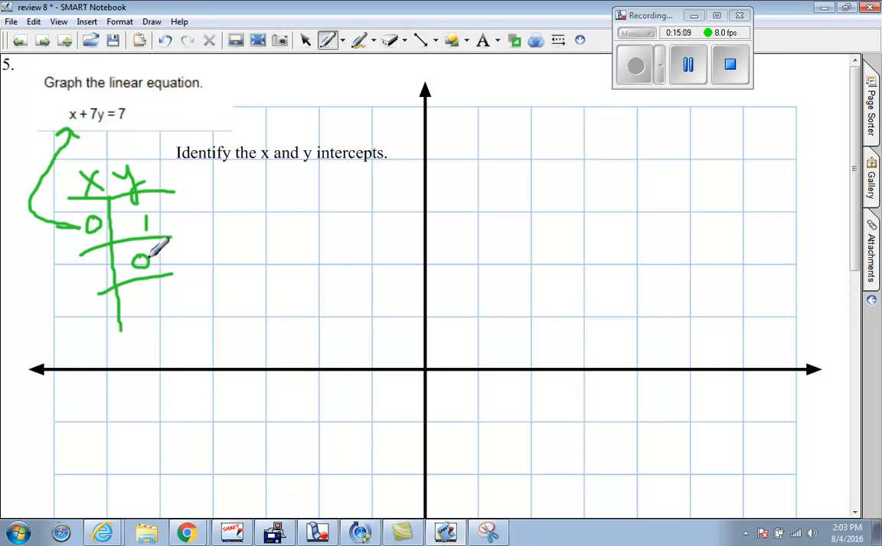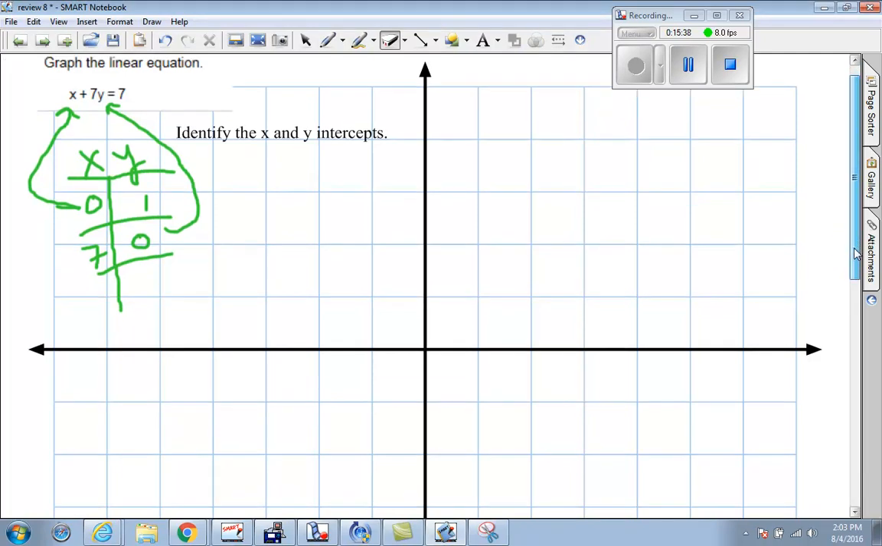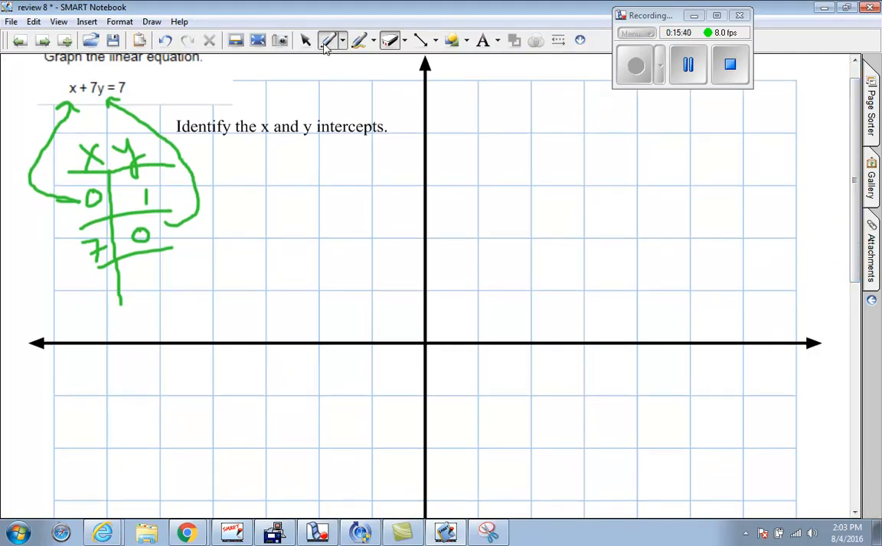Try the next one. If I put 0 in for y, what would x have to be? Well, x plus 7 times 0 would equal 7. That'll just zero out, so x would have to be 7. Record. Typically, even with my live students, I ask them for 3 ordered pairs. Here we'll just go with the 2 ordered pairs for now, and we can find the third one if need be. So let's go ahead and plot.